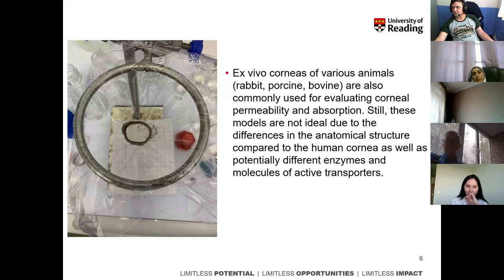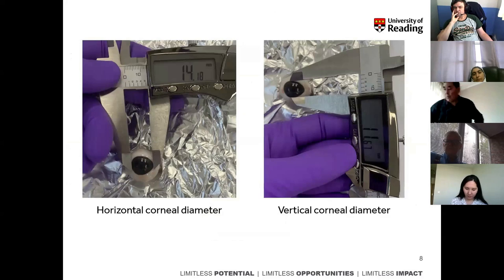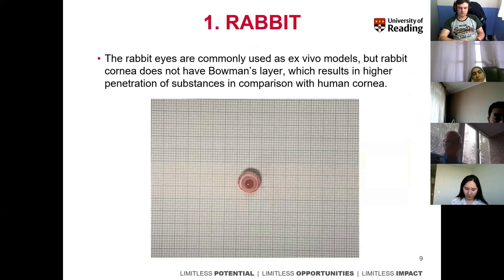The anatomical parameters of rabbit, porcine, bovine, and sheep eyeballs were measured using a digital caliper, and the eyeball's horizontal diameter, vertical diameter, and anteroposterior diameter, as well as the horizontal and vertical corneal diameters were measured. The rabbit eyes are commonly used as ex vivo models, but the rabbit cornea does not have Bowman's layer, which results in higher penetration of substances in comparison with a human cornea. And here you can see the rabbit eyeball measurements with values of volume and sphericity.